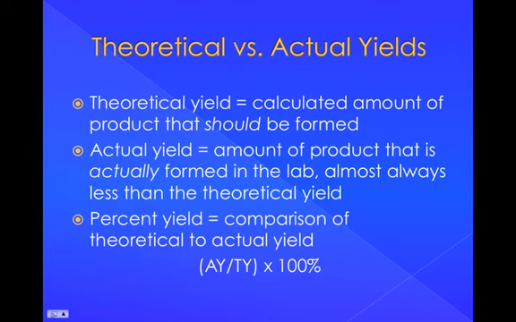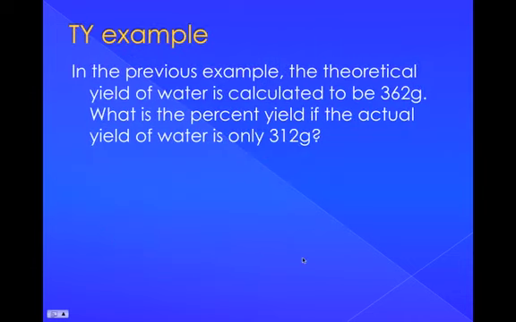So the percent yield is the comparison of theoretical to actual. You basically take actual divided by theoretical, and again, multiply by 100. Got to write that 100. So in the previous example, the theoretical yield of water should have been 362 grams, but we only got 312 grams. Hey, there's the bell for the next class period. To figure out the percentage, you multiply this by 100, take those two and divide them through, and you end up with an 86.2% yield, which is not too shabby.